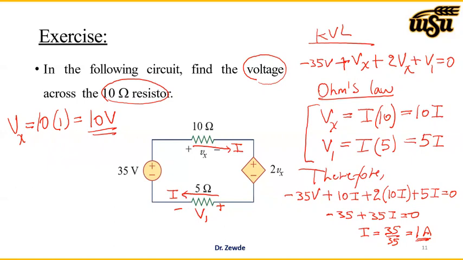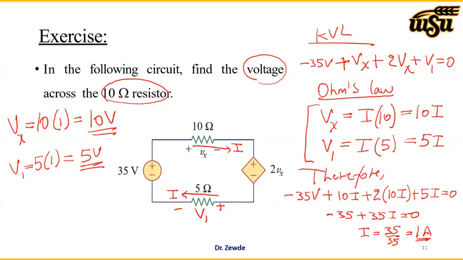So Vx is 10 volts, the voltage across the 10 ohm resistor. Similarly, if we want to find the voltage across the 5 ohm resistor, which is V1, that is also 5 times I. I is 1. 5 times 1 is 5. So it will be 5 volts. So 10 volts and 5 volts are the answer for this question.